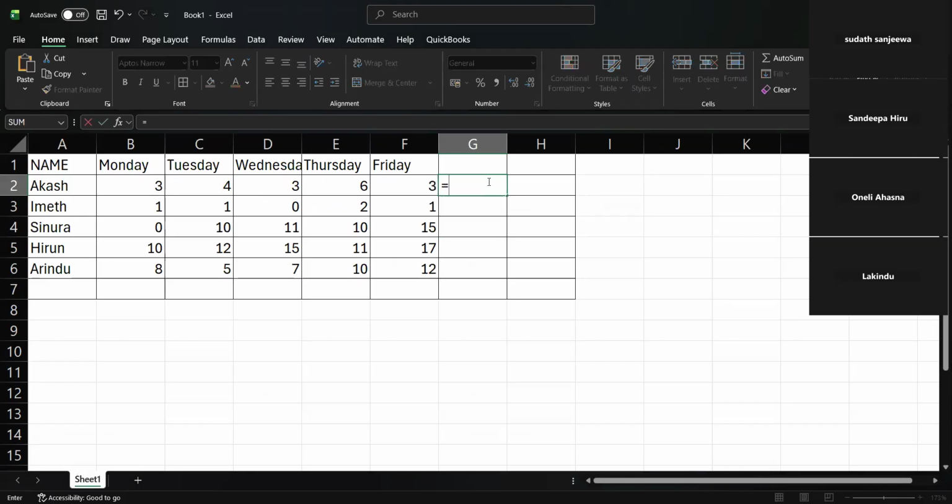Equal sum, right? First cell, B2, colon, last cell, F2. Close the bracket and press enter. So you can see, you get the total. 3 plus 4, 7, 7 plus 3, 10, 10 plus 6, 16, 16 plus 3, 19. So that is how we get the total of the whole week for Akash. Got it?